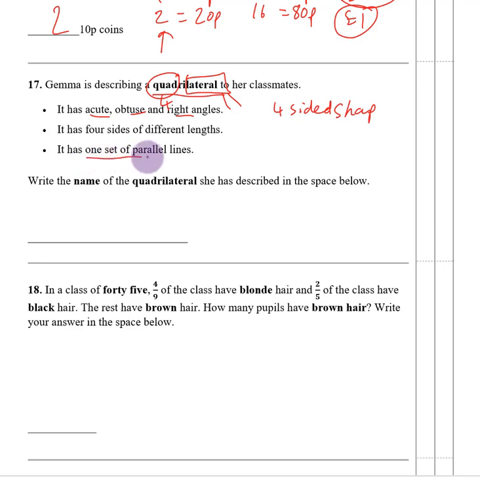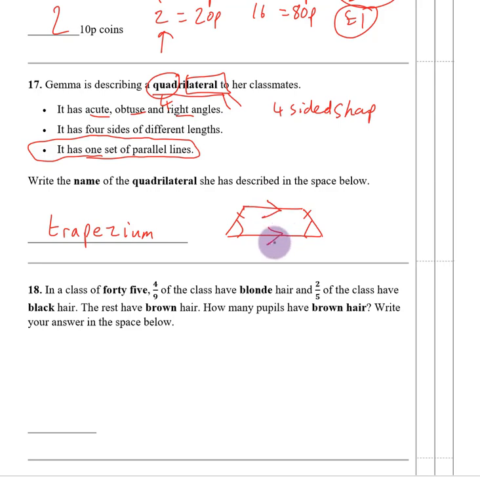It is 1 set of parallel lines. This here is the key description, because as soon as it says 1 set of parallel lines, that means it has to be a trapezium. Now a trapezium, you'll notice, can look one of 2 ways. You can have it where it looks a bit like this. This is what's called an isosceles trapezium, a bit like the isosceles triangle, where these angles are the same and these sides are the same. But the definition of a trapezium is that it's got 1 set of parallel sides.